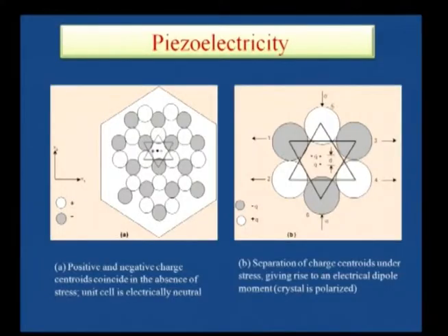Now, on the other hand, when you apply some pressure, the ions move in the unit cell, obviously, as a result of which the charge centroids are separated by a distance d. How do you visualize the situation? You have a charge here, another charge here, separated by a distance d. Because of that, the dipole moment mu will be equal to the charge times the displacement. So, the separation of charge centroids under stress gives rise to an electrical dipole moment.